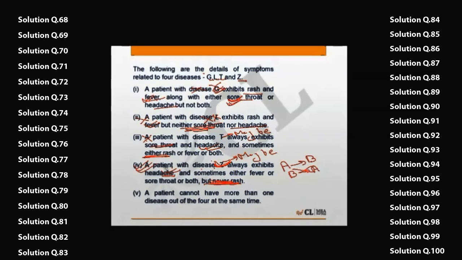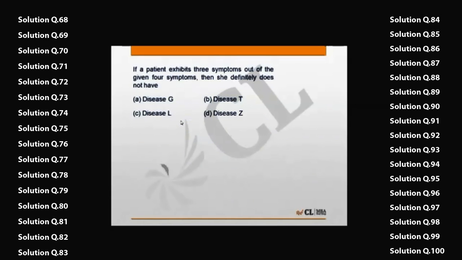These conditions give us all the details of these 4 diseases, and those people who have already solved 3 questions of this set can straight away recall the second condition, that a patient with disease L exhibits rash and fever but neither sore throat nor headache. So this person with disease L would be exhibiting only 2 symptoms and would not be exhibiting the remaining 2. But the patient in the last question of the set exhibits exactly 3 symptoms out of the given 4. So we can be fairly sure that this patient does not suffer from disease L. And hence that is our answer. So here our answer becomes disease L.